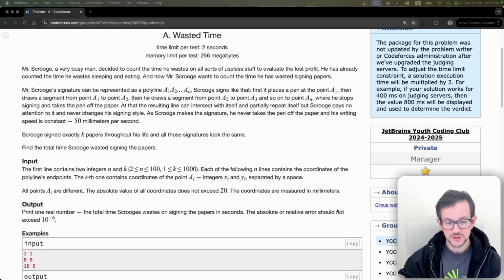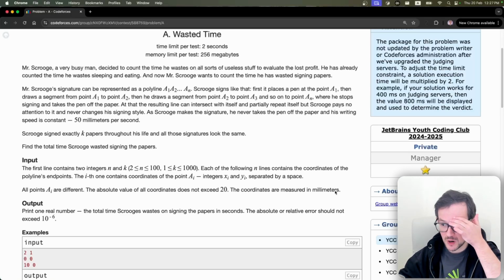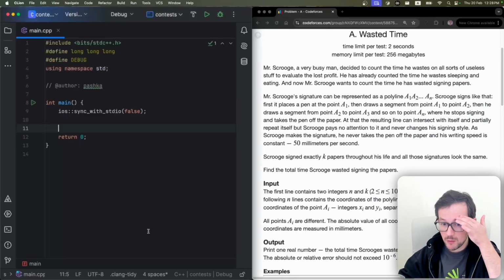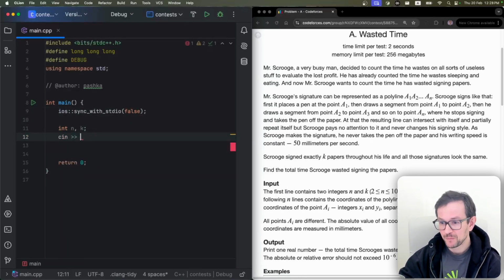So again, I solved all the problems before, so I will just show you my screencast and how I solve these problems. So problem A. Problem A is kind of easy, but again, it's kind of a geometry problem in some sense. So you may be a little bit scared of geometry.